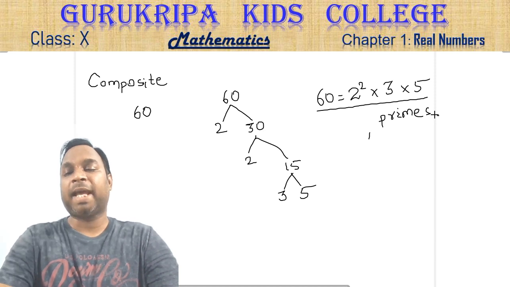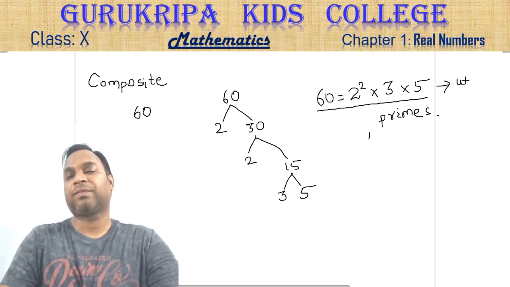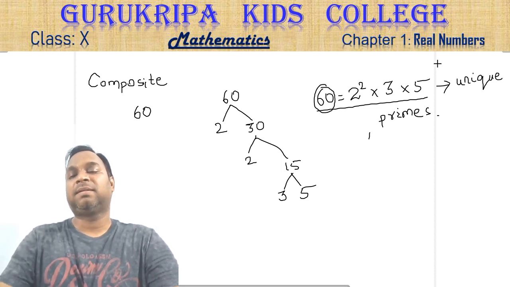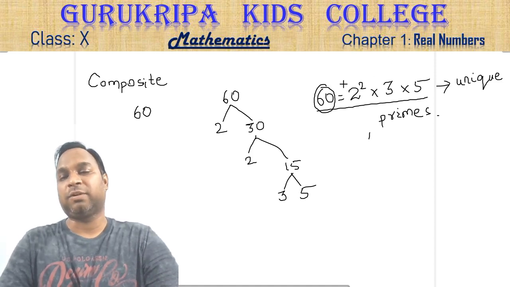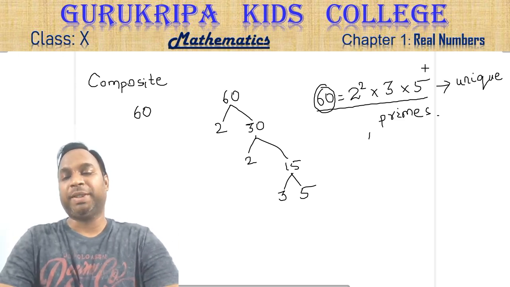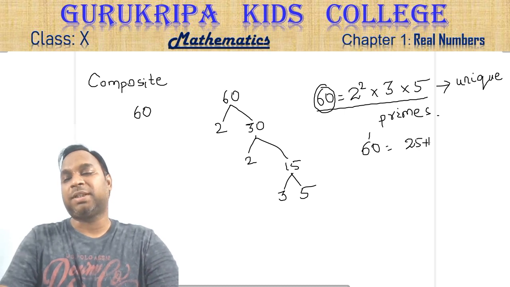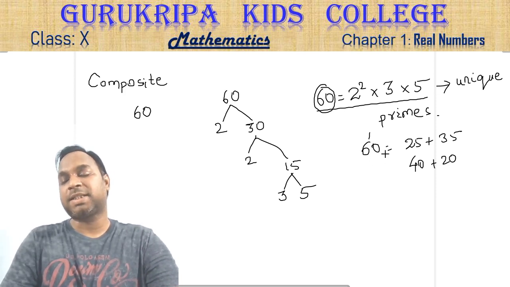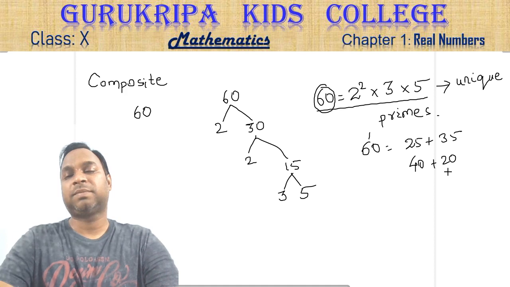Every composite number can be broken down into primes like this. And this breakdown in primes is unique. There is no other way you can break down 60. In other words, using these numbers, you will get only and only 60. You cannot get any other number using 2 square, 3 and 5. But in case of addition, you can write 60 as 25 plus 35. You can also write it as 40 plus 20. There can be several ways to write 60 as a sum of two numbers, but as a product of primes, there is only one single way.